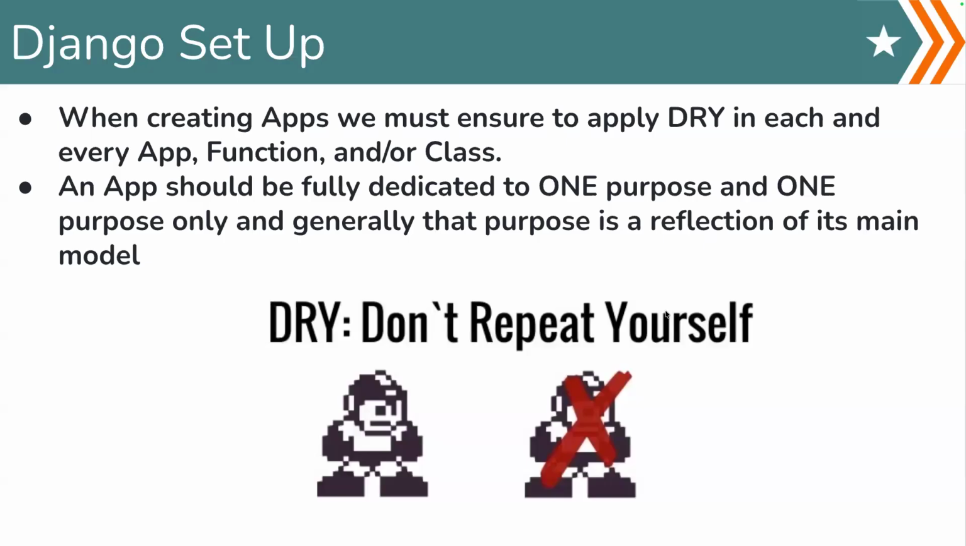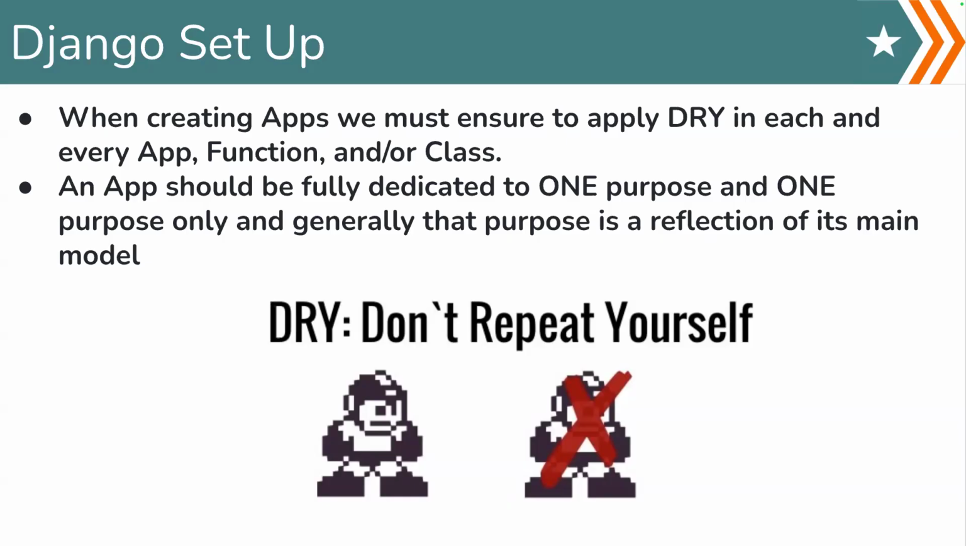Here we're going to start talking about the Django setups. When creating apps, we must ensure to apply DRY in each and every app function and class. DRY means don't repeat yourself. An app should be fully dedicated to one purpose and one purpose only, and generally that purpose is a reflection of its main model.